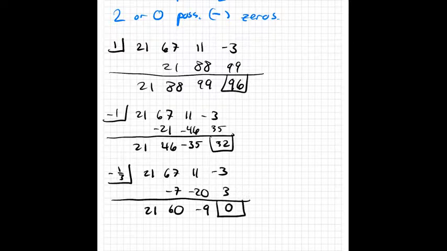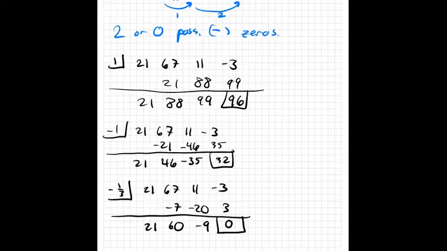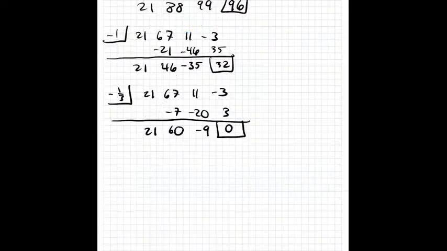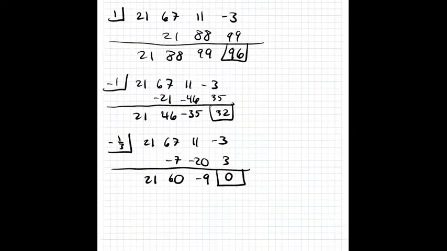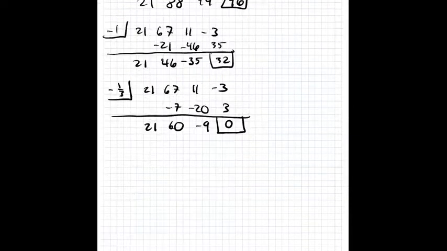All right, so we found it, right? I totally just was trying to fill it out. I just guessed. Okay. So we started with the degree 3. At this stage, we're at the degree 2. So we have 21x squared plus 60x minus 9. Okay. And let's write out our factors. If negative 1/3 is a 0, that means x plus 1/3 is a factor. And we can multiply that by 21x squared plus 60x minus 9 equals 0.